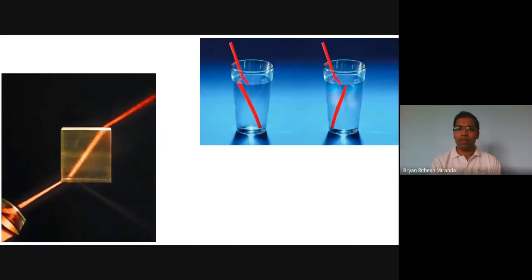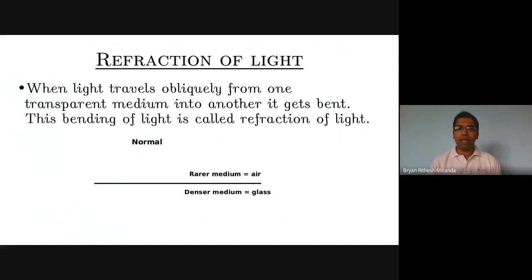A few examples. If we have straws in a glass of water, this is the image that we would see. It would seem as if the straw which is in water is cut compared to the straw in air. Similar is this image where a beam of light is hitting a cubical piece of glass and changing its direction and coming out.